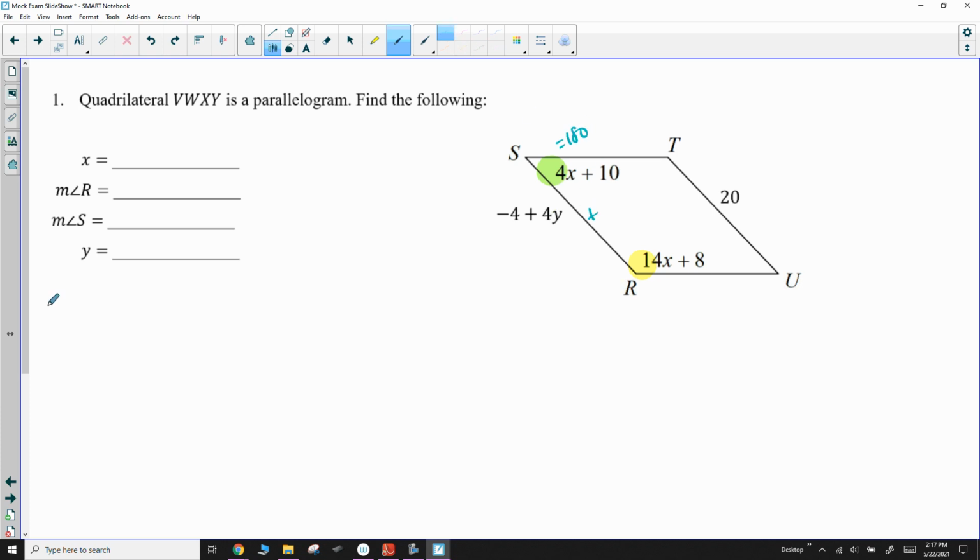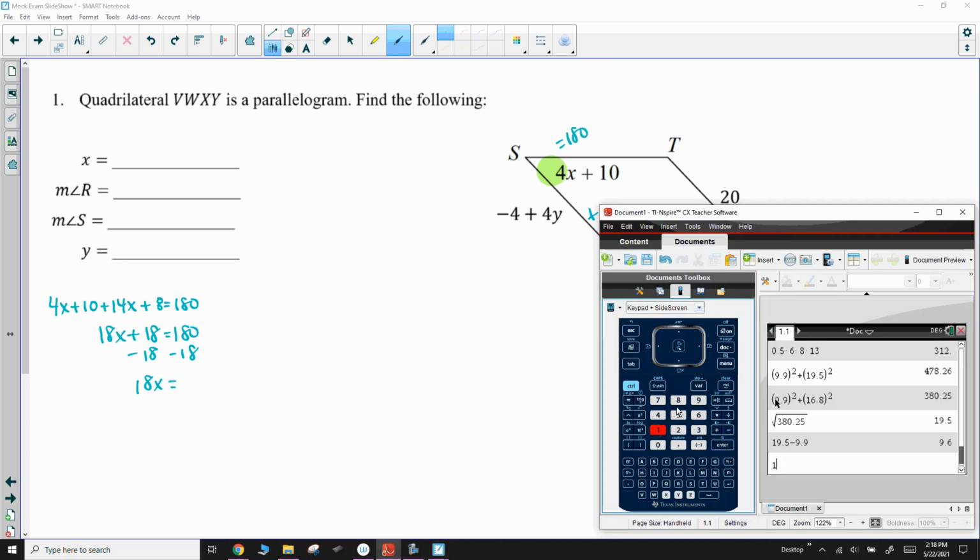I'm going to conserve space. I'm going to start my work way over to the far left, and I'm going to say 4x plus 10 plus 14x plus 8. We said supplementary, which means they add to 180. 4x plus 14x is 18x. 10 plus 8 is 18. Equals 180. Minus 18, minus 18.